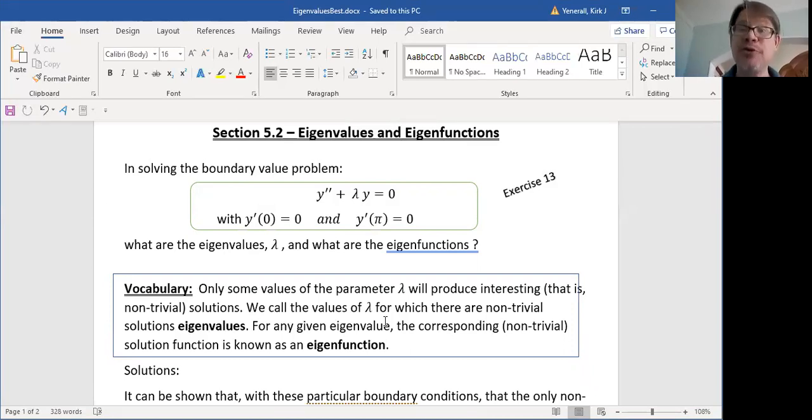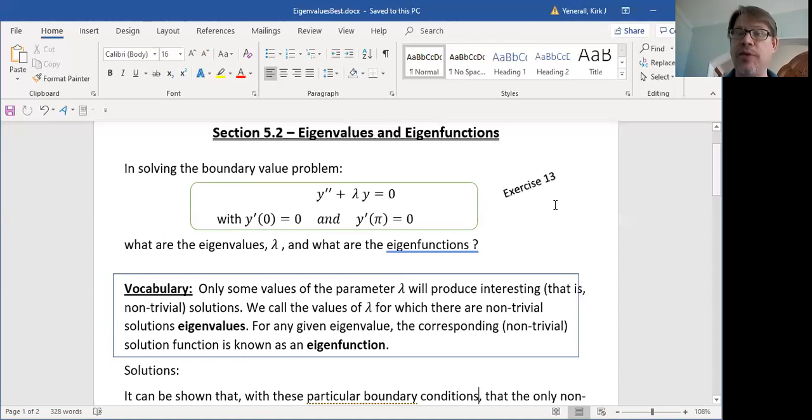Now, if they produce non-trivial solutions, there are solutions, solution functions, and those corresponding functions are called the eigenfunctions. So eigenfunctions is just a special way of saying interesting solutions to the problem. And the eigenvalues are the values of the parameter lambda that correspond to those interesting solutions. So let's take a look at this problem here in closer detail and find out what the eigenfunctions are and what the eigenvalues are that go with them for this particular boundary value problem.